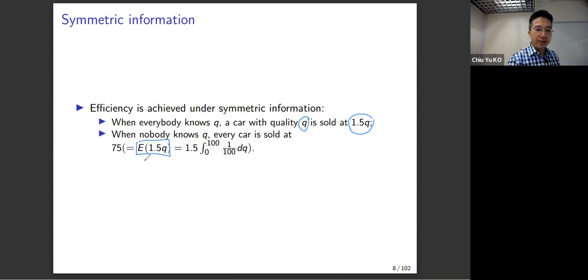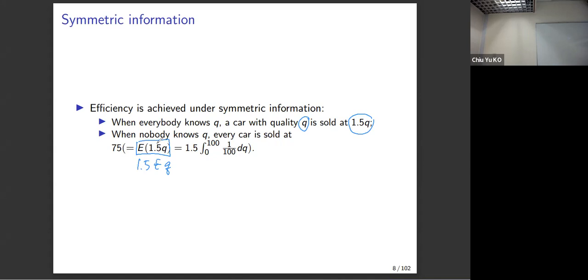It's 1.5 times the expected Q. Same thing. So between 0 and 100, it's 1.5 times 50, so it's 75. Is that clear?